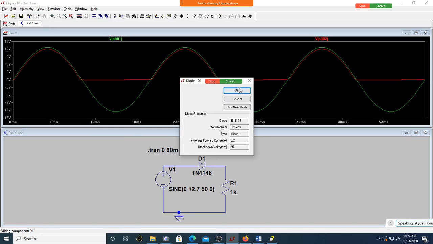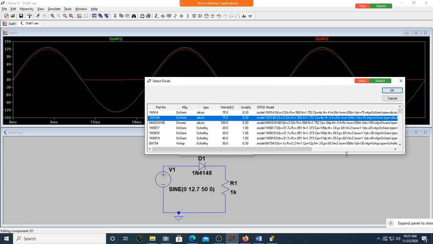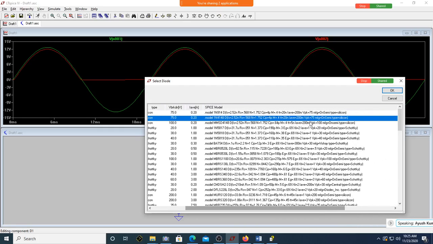So if you want to know exactly what it is, each and every device has some model parameters. Is this visible? Yes, sir. Can you see 1N4148 is a silicon type, and its breakdown voltage is 75 volt. The average current is 200 milliamperes. You can see the model specification. IS stands for the leakage current, RS stands for the on resistance. This N is maybe some device parameter, so it's not important now.